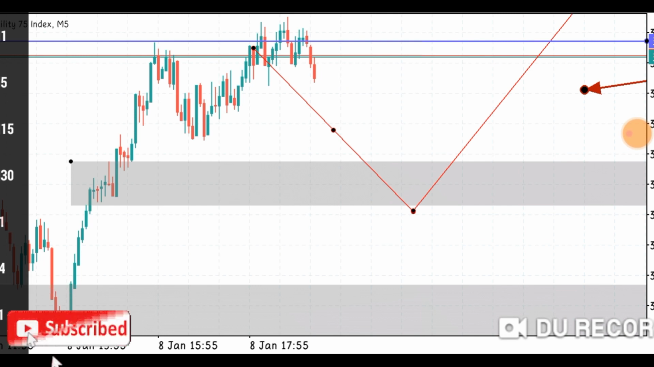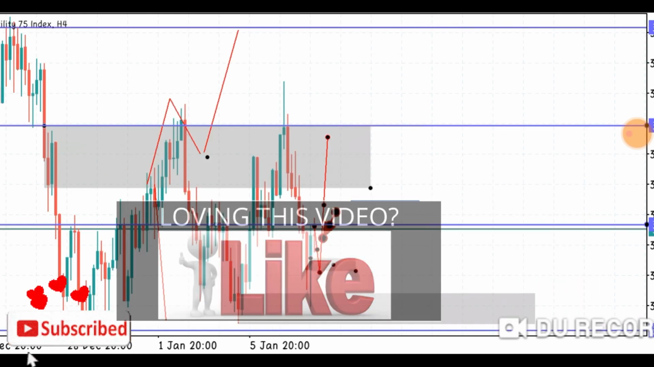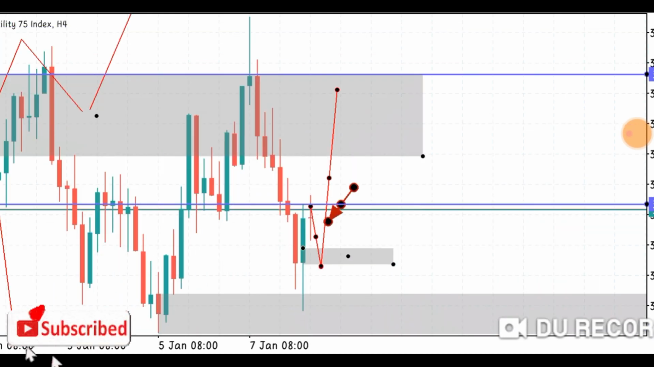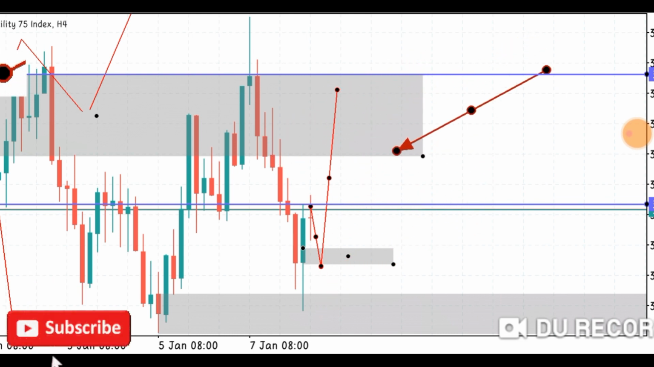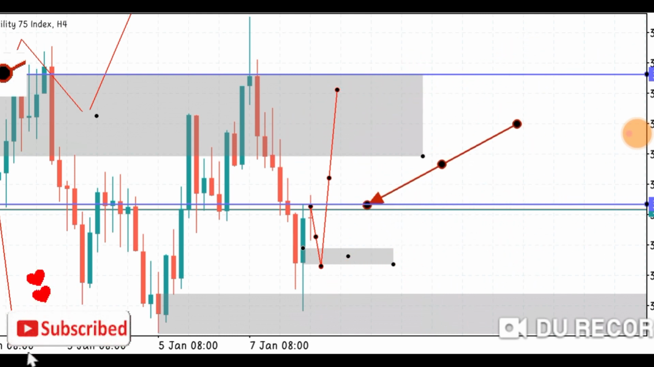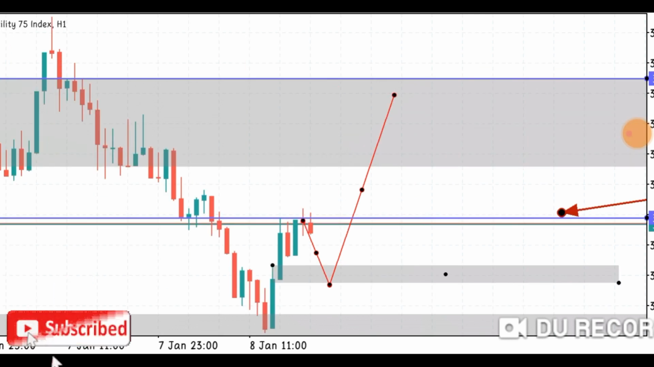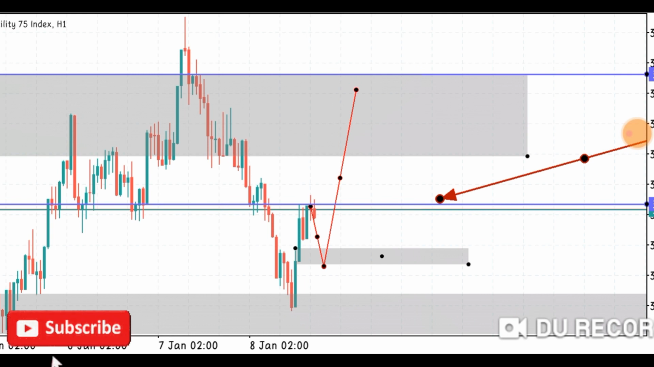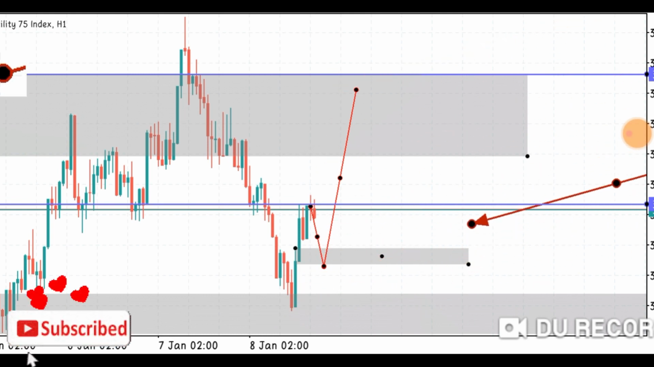So that's that on Volatility 75. Let's go back and recap what we have said. What we expect for the 4 hours time frame is that price will continue to range in these two regions. So we are expecting it to buy to this point and sell until something happens. And for the 1 hour time frame, we're expecting a similar thing to happen, that is, buy to this point and sell and continue like that.